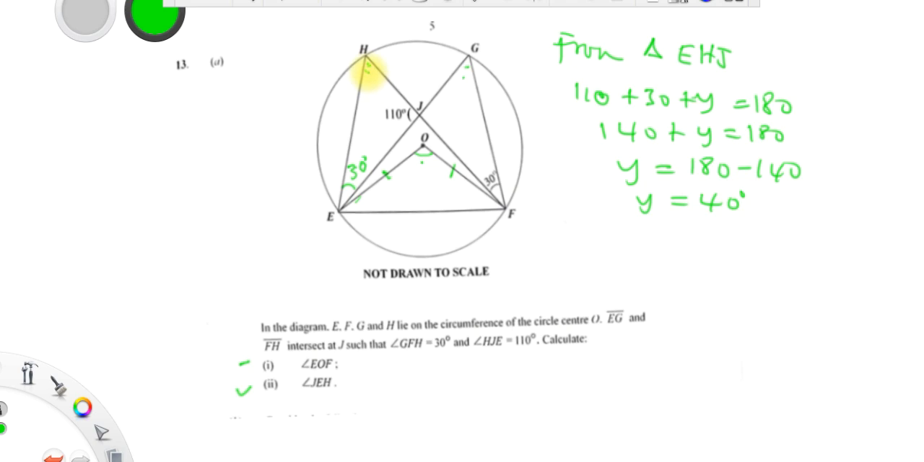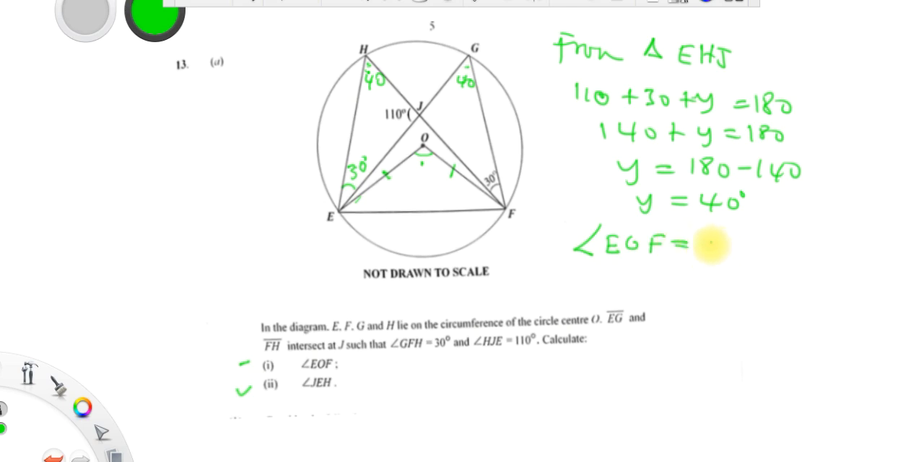So this angle is 40 degrees. If this angle is 40, it means that definitely this angle is also 40 from the theorem that angles formed by the same arc on the circumference are equal. So this is 40, this is also 40, guys. And then we also have a theorem that says the angle formed by an arc at the center is equal to 2 times the angle formed by the same arc on the circumference. So this angle that we are supposed to find, angle EOF.